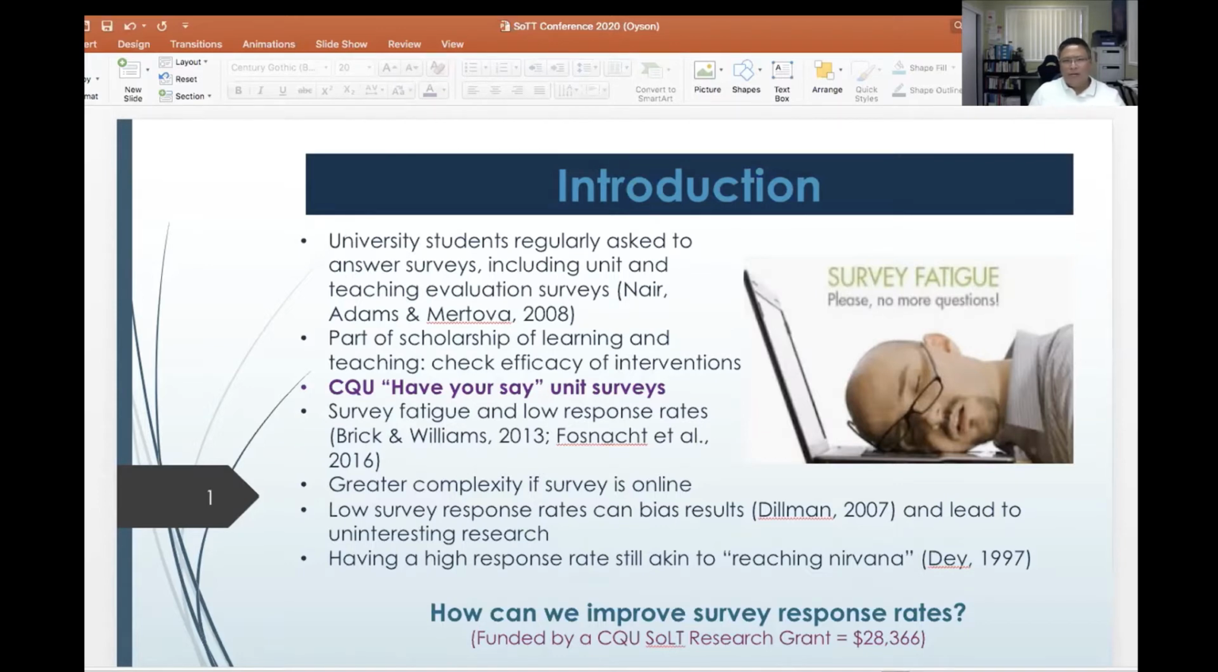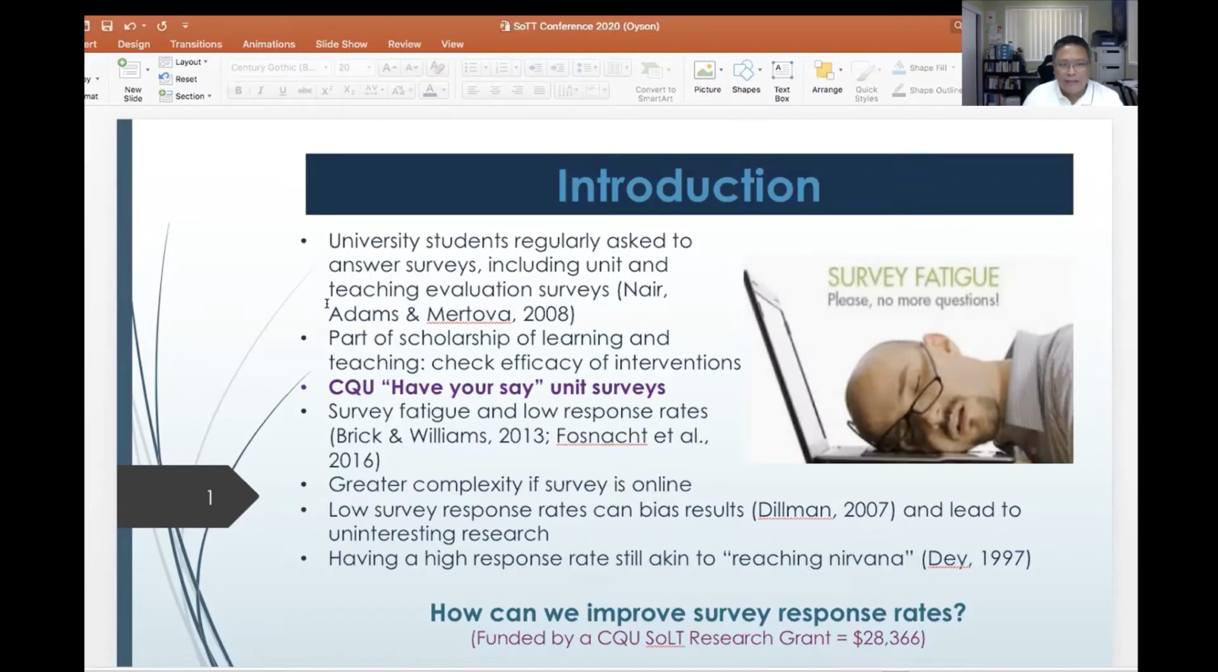I also want to point out that if we become successful in getting students to engage with our surveys, then there is also the likelihood that students will engage more with the end-of-term Have Your Say unit surveys, which is actually happening at this time because it's the end of the term. And given that the university expects about 50% of the cohort of students to answer surveys, I think this presentation may provide some use to you as viewers.